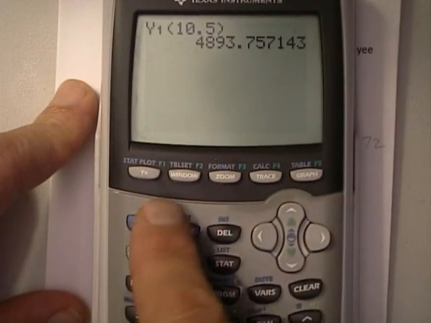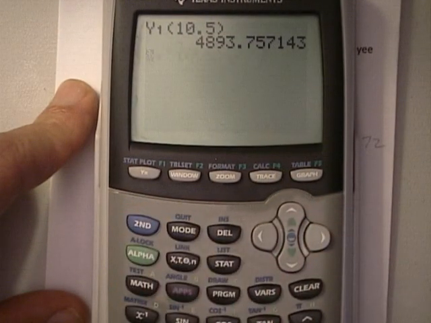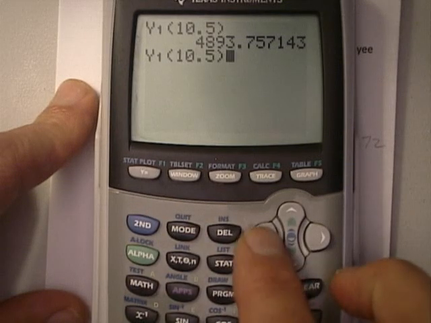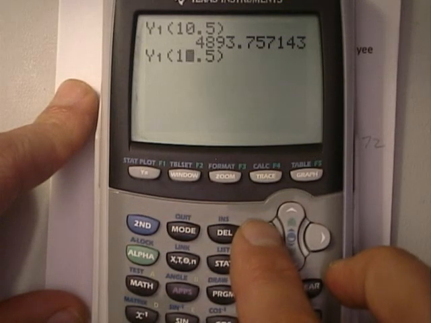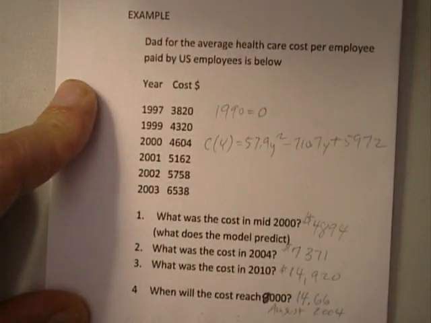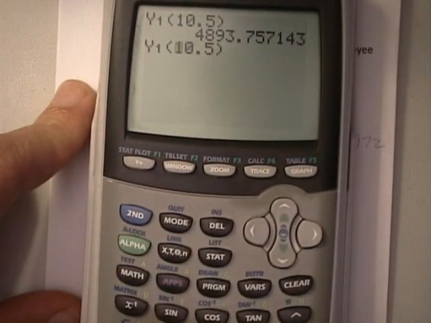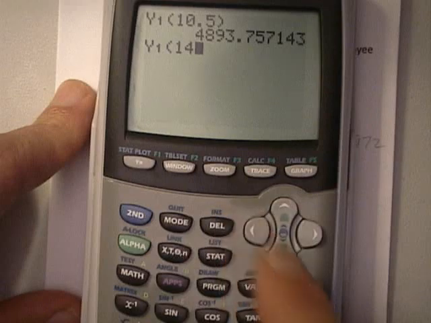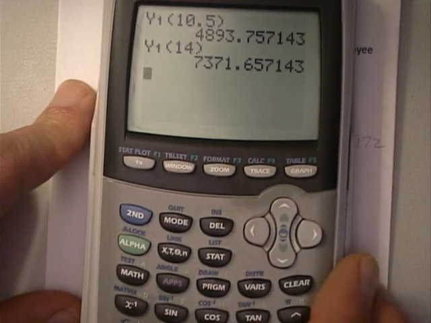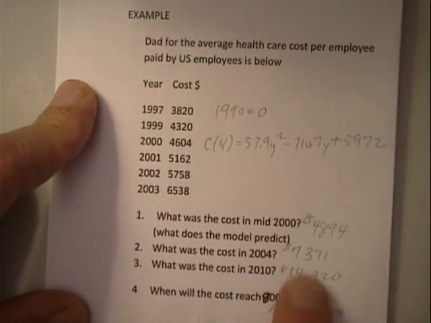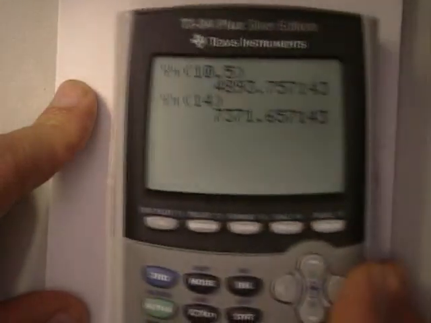What can I do? I can do second entry, which brings up the last one, and I can simply edit it. So if I want to do 2004, that would be 14. And I can press enter, and I get 7371, my answer here on the page, and then finally 2010.